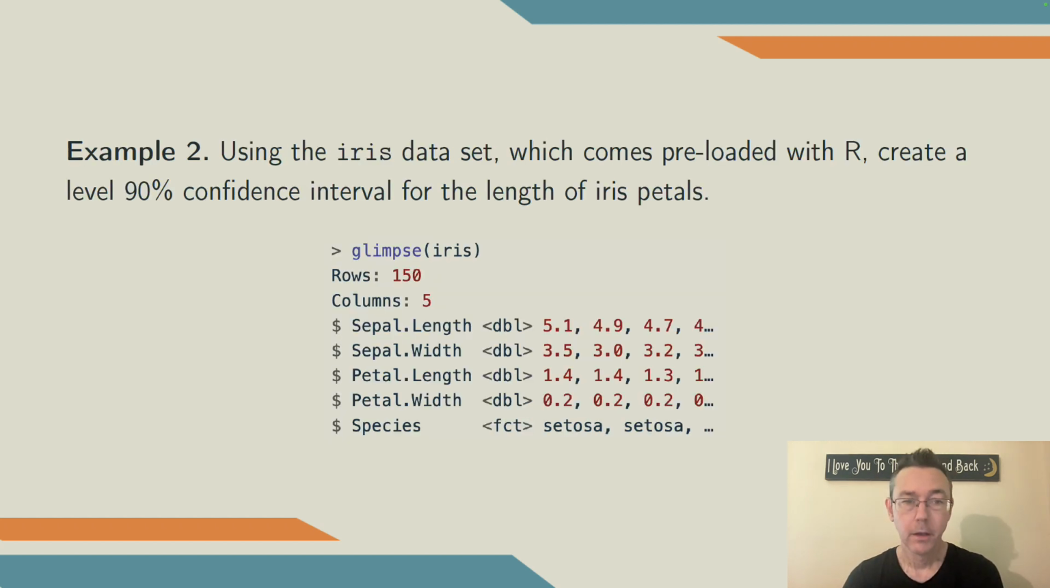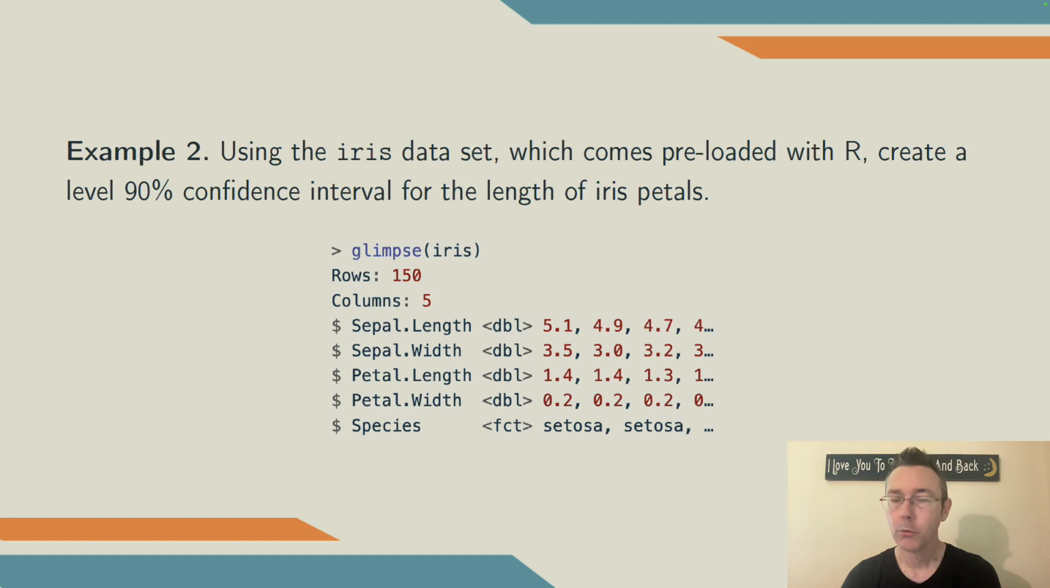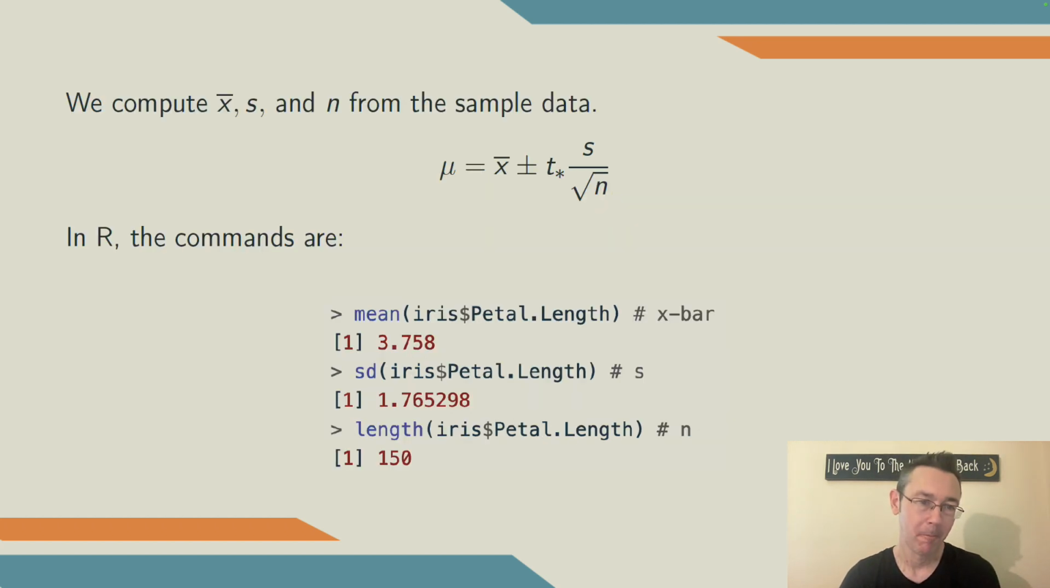Example 2. Using the iris dataset, which comes preloaded with R, create a level 95% confidence interval for the length of iris petals. So if you're working in R, you should pause the video here, otherwise I will show you some computations on the next slide that you can use to proceed, just as we did in the last example.